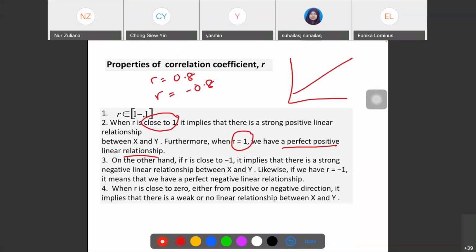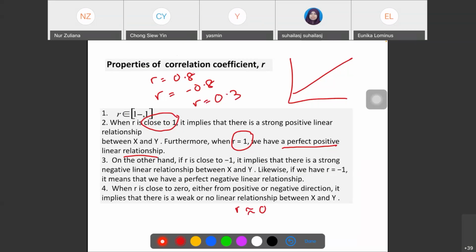When your R is close to 0, katakan get R equals 0.3, so either from positive or negative direction, it implies there is a weak relationship. Weak, kalau no linear relationship, yang memang menghampiri nilai 0 lah. So kalau R dia menghampiri nilai 0, there is no linear relationship between X and Y variable.